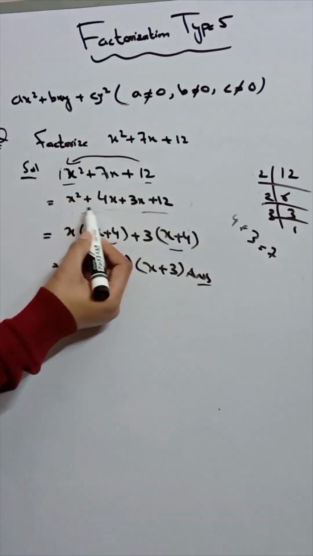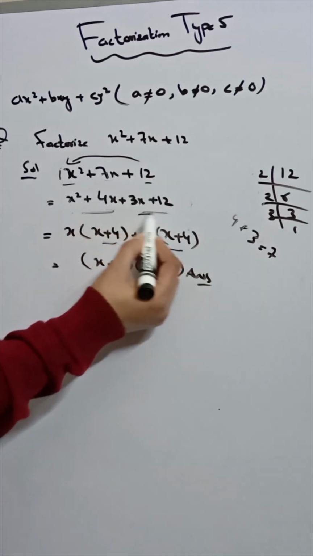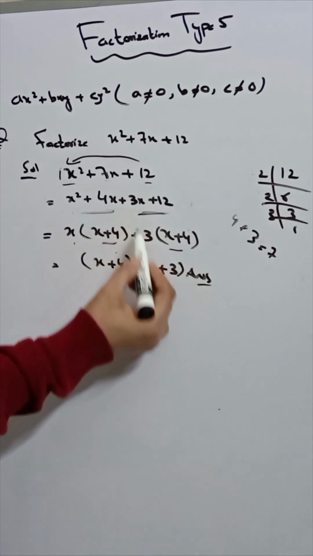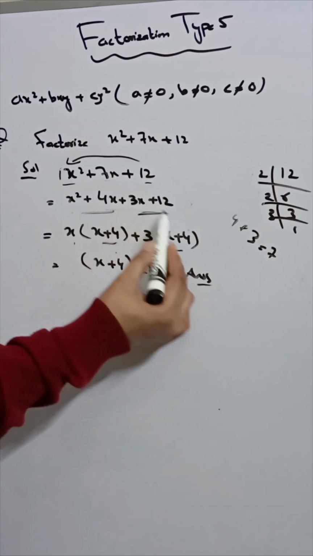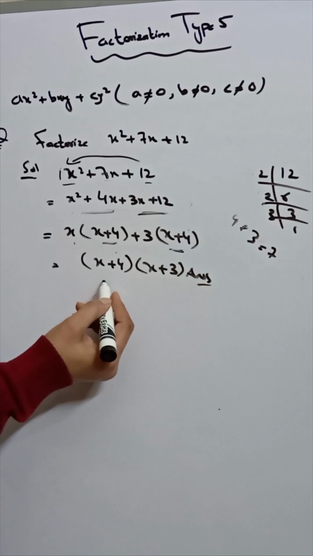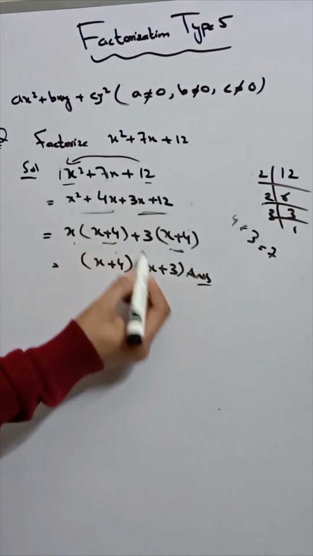I repeat, in the third step I make pairs of it, the first two terms, x remains common, x plus 4. Plus 3 common, x remains the same, 3 fours are 12. x plus 4 are the same. I take common here, x plus 4. What is left? x plus 3. That is the answer.